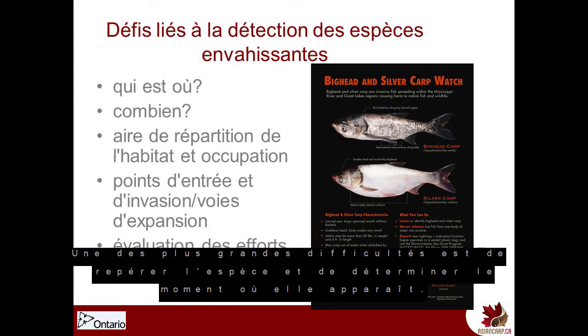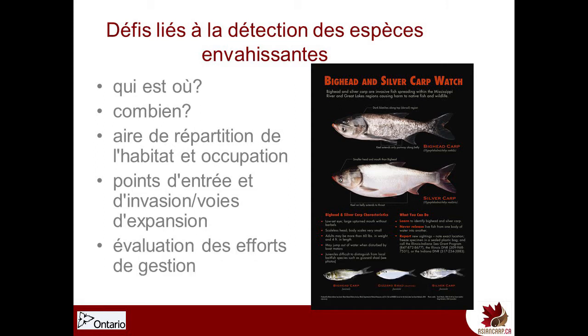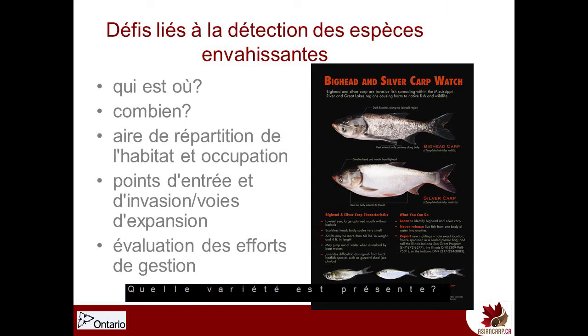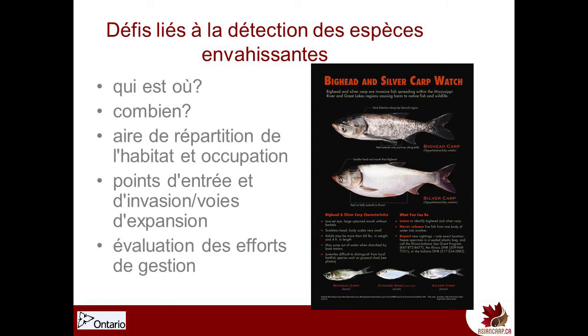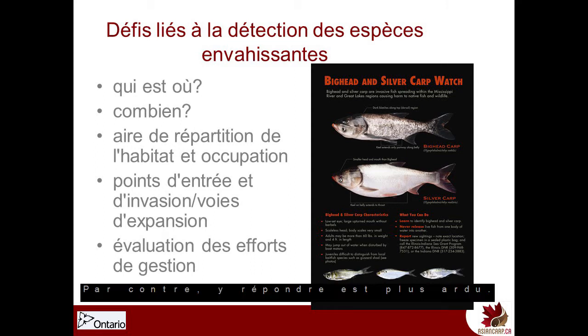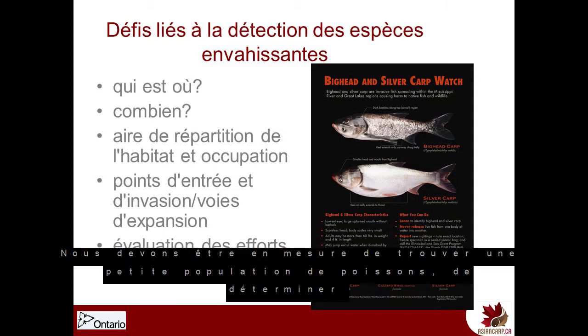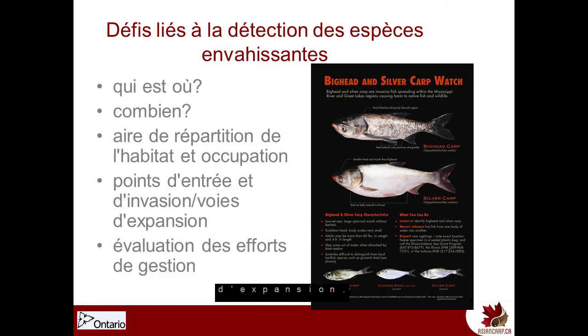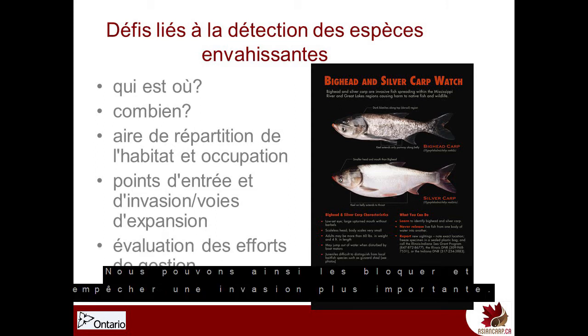Now, some of the key challenges are finding where they are and when they appear. The questions seem fairly simple: who's where, how many are there, where are they occurring? But answering them can be quite a bit more challenging. So to start off, where do you look? We need a way to find fish at low numbers, find out what habitats they're using, and ideally also identify where they're coming in from and what their invasion or expansion routes are, so that we can block these off and prevent any more invasion.